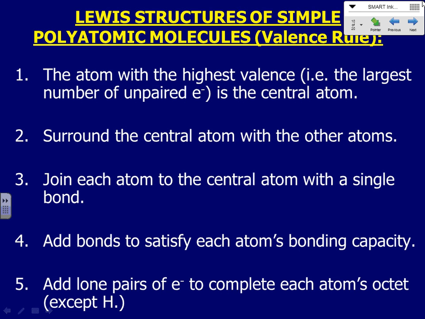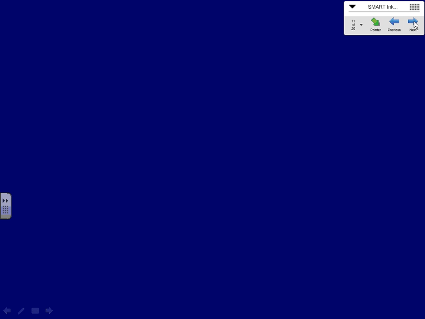Surround the central atom with the other atoms. Join each atom with a single bond. Add bonds to satisfy the bonding capacity. Add lone pairs to complete the octet rule. This is a better example of just do than write it down. And now I'm just asking for Lewis diagrams.